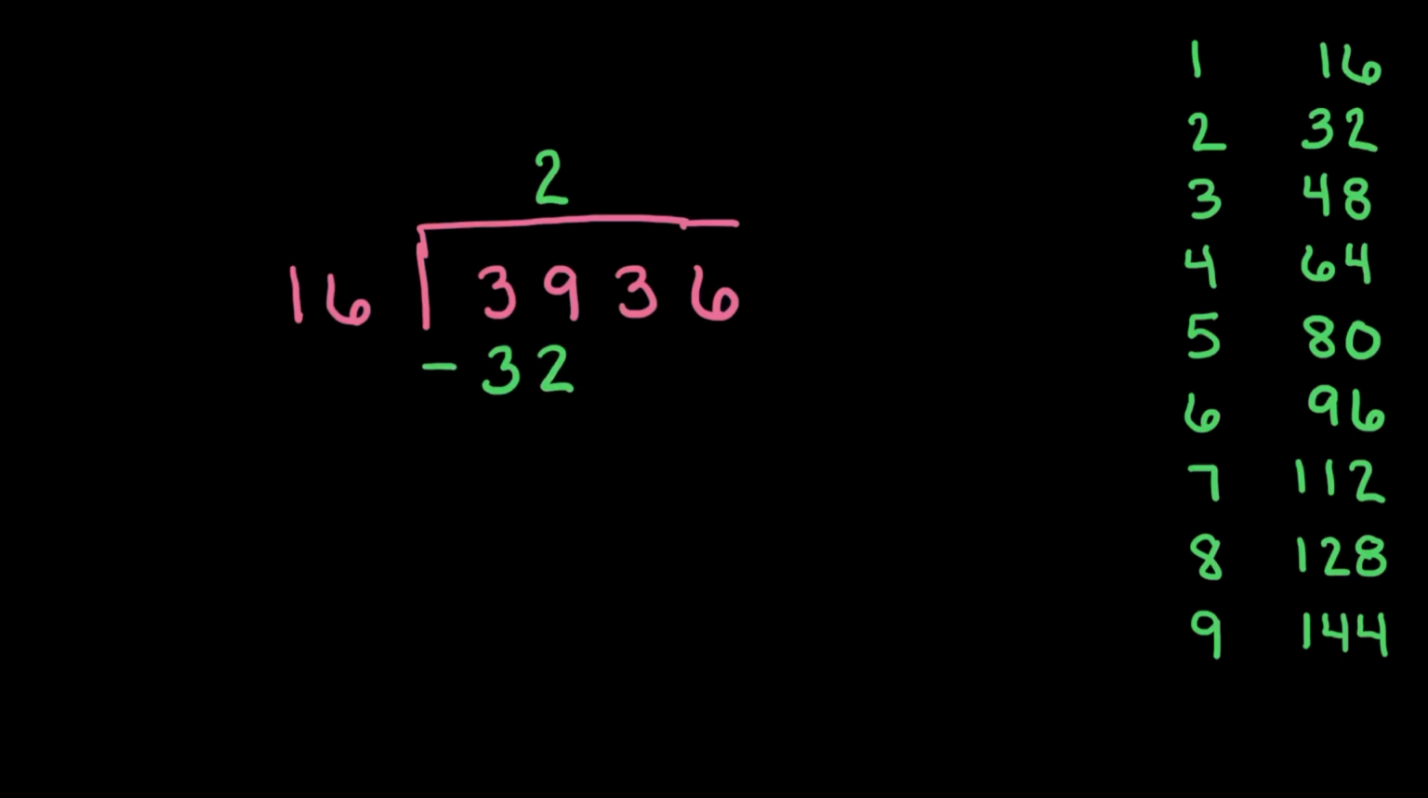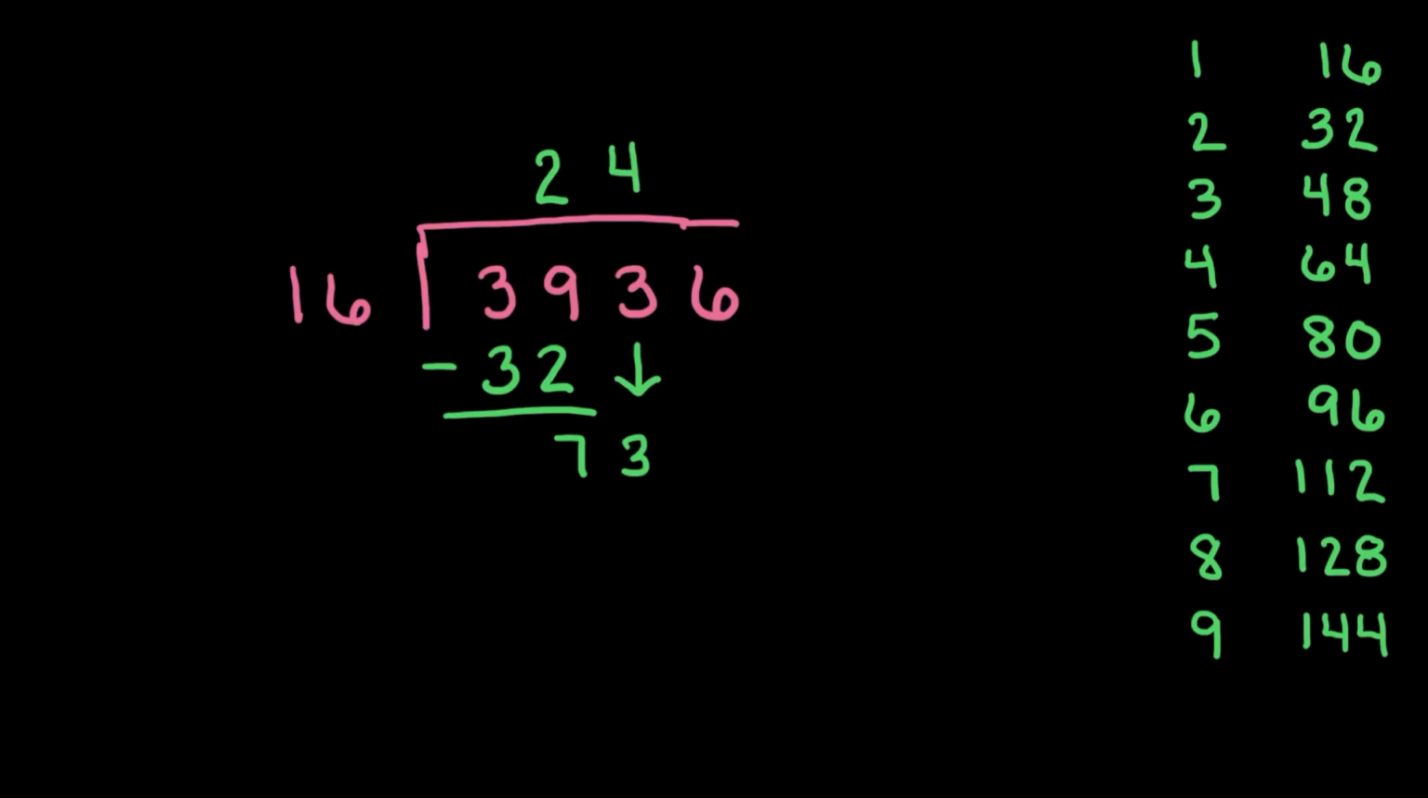So I can now subtract. 39 minus 32 is 7. And now I'm going to bring down the 3 from above, so that gives me a new number of 73. I can look over at my think box, and I now realize that 4 times 16 is 64. I can't use 5 because 80 is greater than 73, so I'm going to put my 4 up in my tens spot.